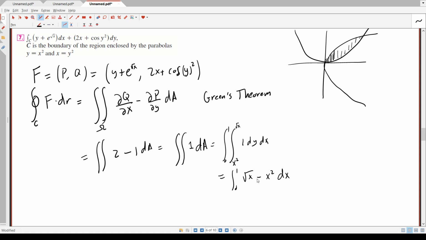If you remember Cal 2, this should look familiar, right? The integral of top minus bottom from 0 to 1. And then we get, let's see, root x becomes 2/3 x to the 3/2, minus x cubed over 3, from 0 to 1. That's 2/3 minus 1/3, so 1/3.